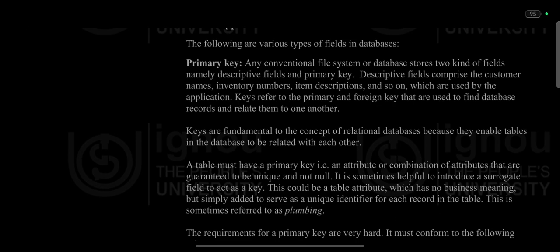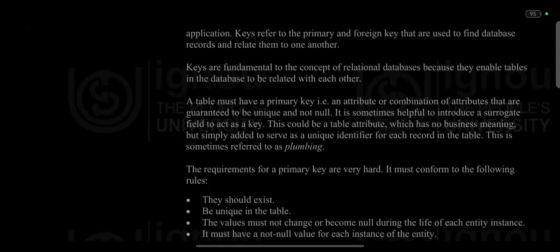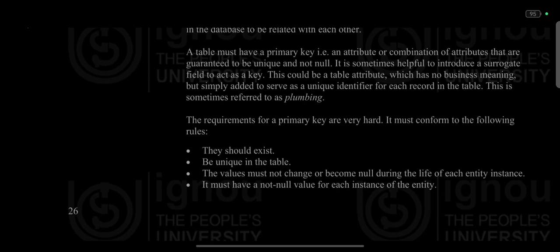another. Keys are fundamental to the concept of relational databases because they enable tables in the database to be related with each other. A table must have a primary key, that is, an attribute or combination of attributes that is guaranteed to be unique and not null. It is sometimes helpful to introduce a surrogate field to act as a key. This could be a table attribute which has no business meaning but is simply added to serve as a unique identifier for each record in the table.